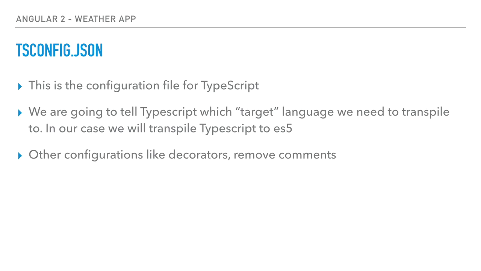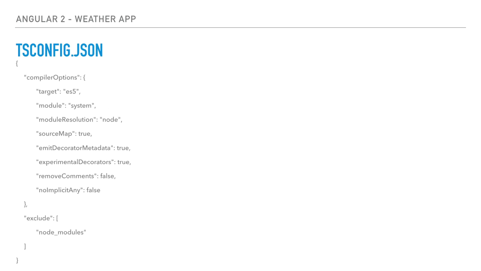Also, there are other things like specifying how to treat the decorators, if we want to remove the comments from the source code, and so on. This is how it looks, a TypeScript configuration file. It has a similar structure to the package.json, but with different properties.